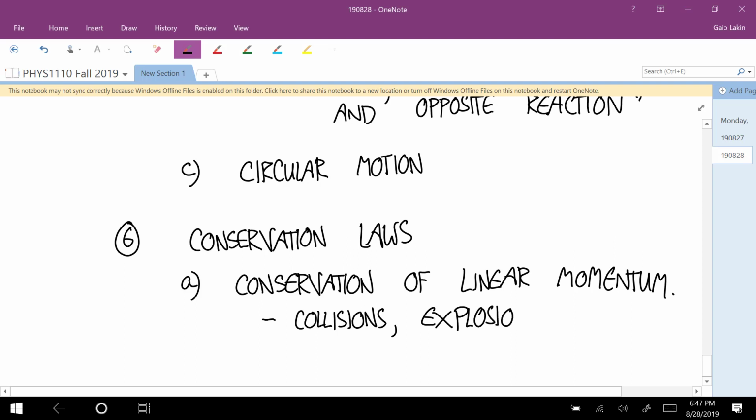So this is good for collisions and explosions only. Those aren't the only thing that it's true for. It's just not very useful for other stuff.